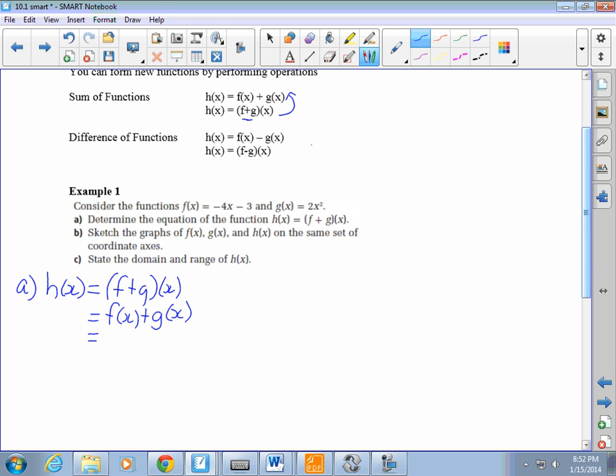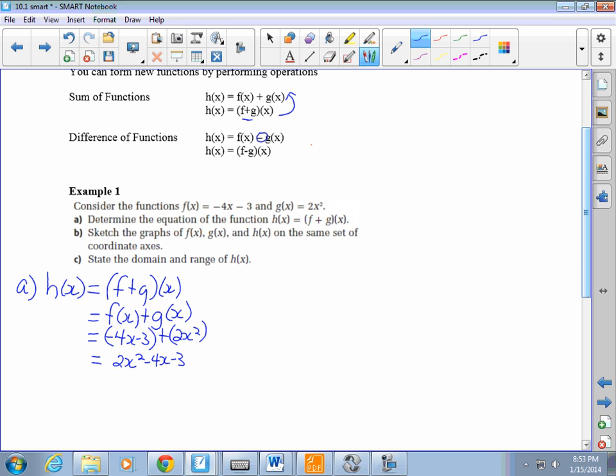So if I substitute, f of x is equal to negative 4x minus 3, and it's always a good idea to put those in brackets, especially when you get to the difference one where that minus sign is going to affect your answer. So this is plus g of x, which is equal to 2x squared. So this is equal to 2x squared minus 4x minus 3. So that would be my new function.